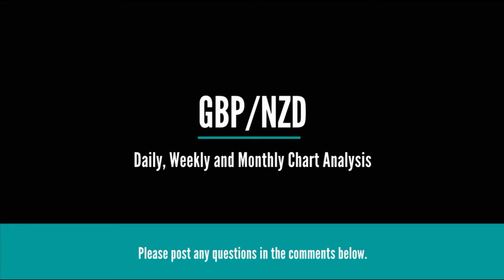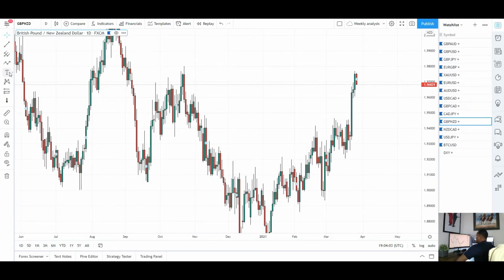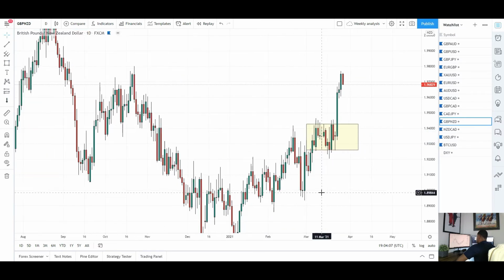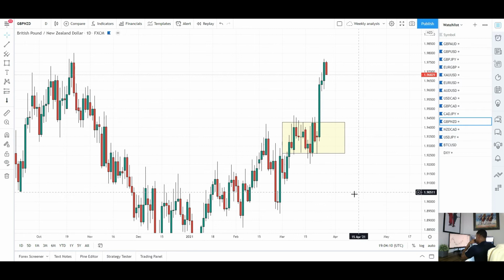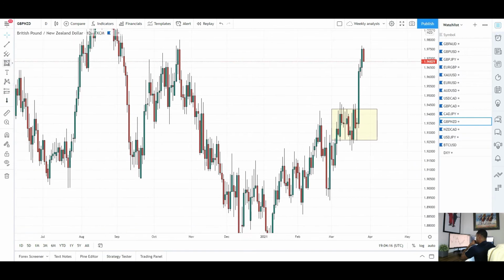Next up, we've got GBP NZD. Okay, so for GBP NZD this week, as you can see, we took off to the upside. Price flew to the upside, breaking out this consolidation here. Again, last week I did highlight this area, could break to the upside or to the downside. Break to the downside, I was favoring it move back into this key level of support here in the market.